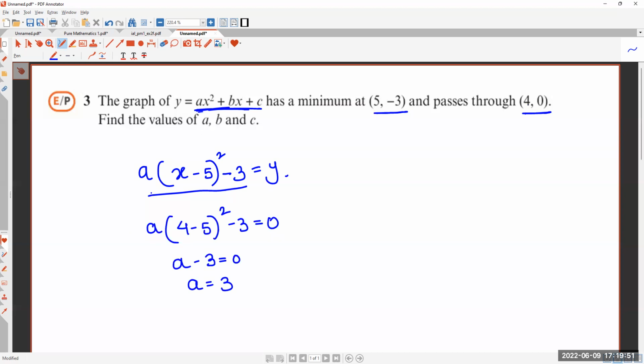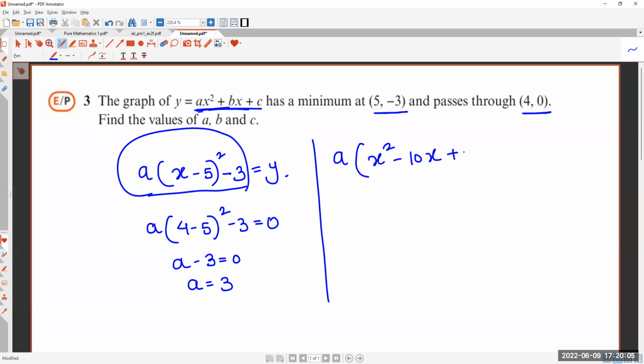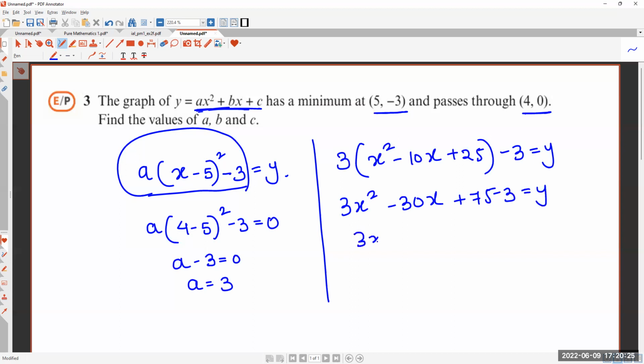Then what I can do is I can just open this bracket, and if I open this, I will end up getting a quadratic equation. How? If you solve the bracket, it's going to be x square minus 10x plus 25. Okay, in place of a we have to give 3. Okay, -3 is equal to y. Now open the bracket. 3x square minus 30x plus 75 minus 3 is equal to y. So your overall equation is plus 72. Understood? Everyone understood?